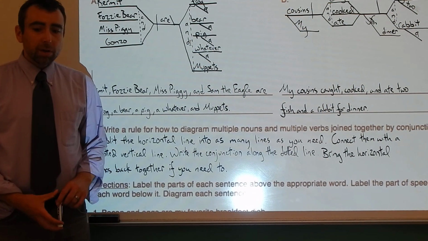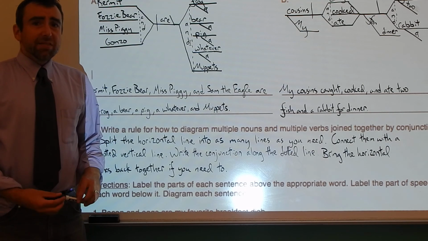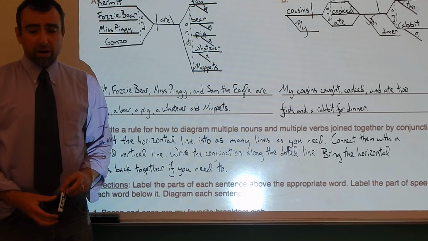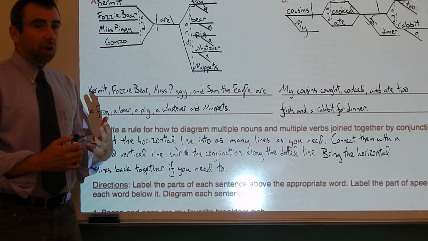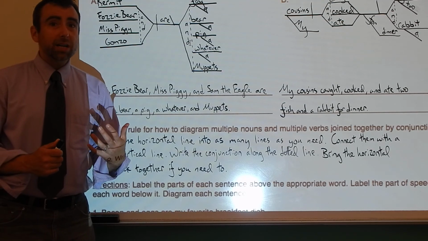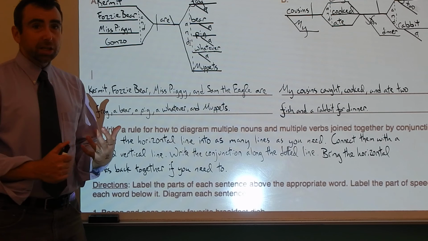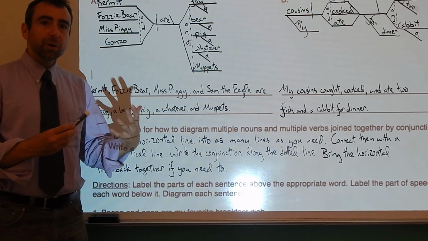Hello and welcome to sentence diagramming exercise number 11. In this lesson, we learn to join together things that go on horizontal lines, like subjects and predicate adjectives and indirect objects, with conjunctions. Yes, compound subjects, predicates, direct objects, etc.